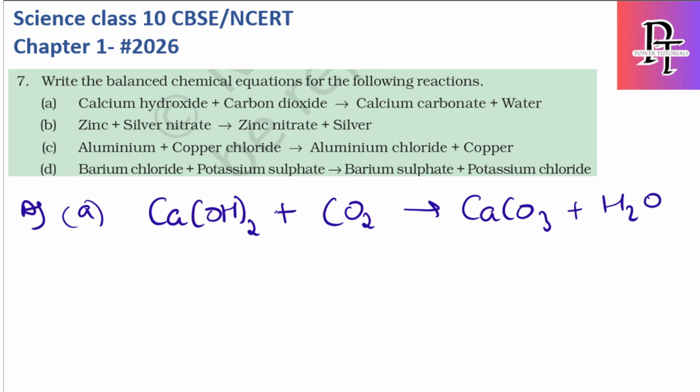Okay, let's see whether it is balanced or not. Calcium is balanced, carbon is balanced. What about oxygen? 2 plus 2, 4, 3 plus 1, 4. Hydrogen 2, hydrogen 2. Already a balanced chemical equation. Okay, let's see the next one.